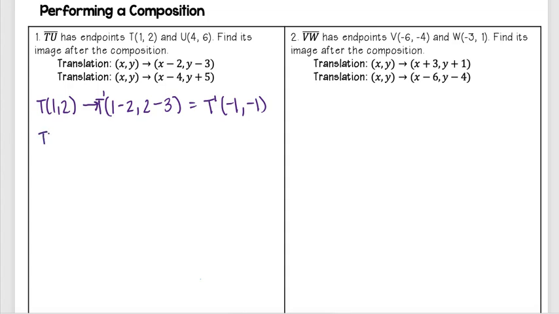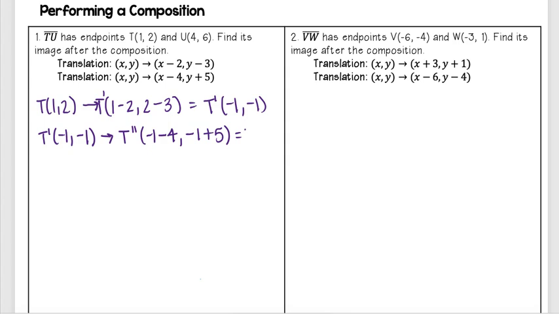But now I need to perform the second translation. So I'm going to go ahead and just rewrite my t prime down here. And now I'm going to perform that second one. And since I'm moving it a second time, I am going to have to put 2 tick marks here. So now I'm going to call this t double prime. So that is indicating that I have translated this twice now. And so now for the second rule, it says I'm going to subtract 4 from x, so I'll have negative 1 minus 4. And I'm going to add 5 to y, so I'm going to have negative 1 plus 5.